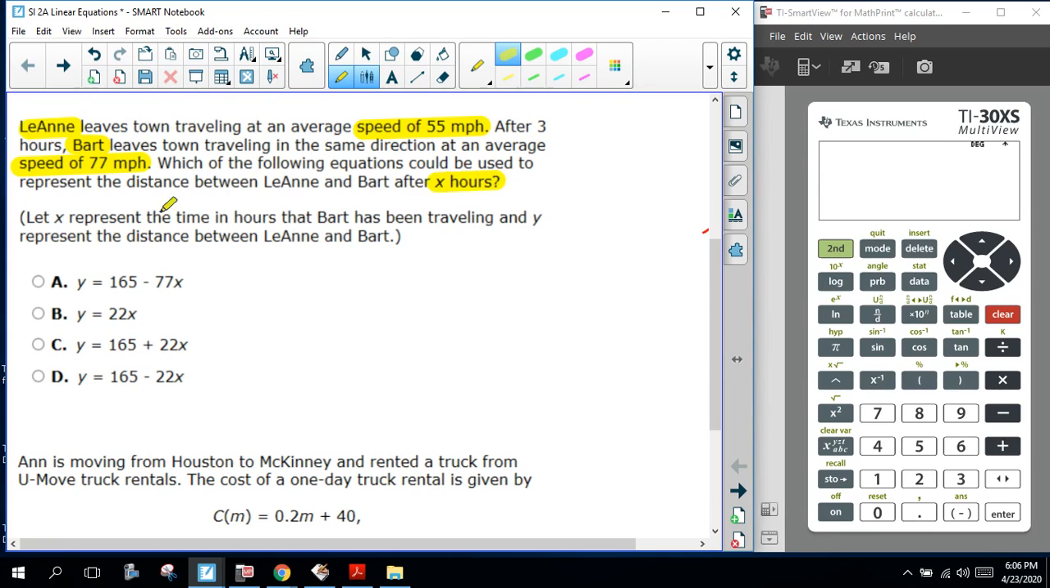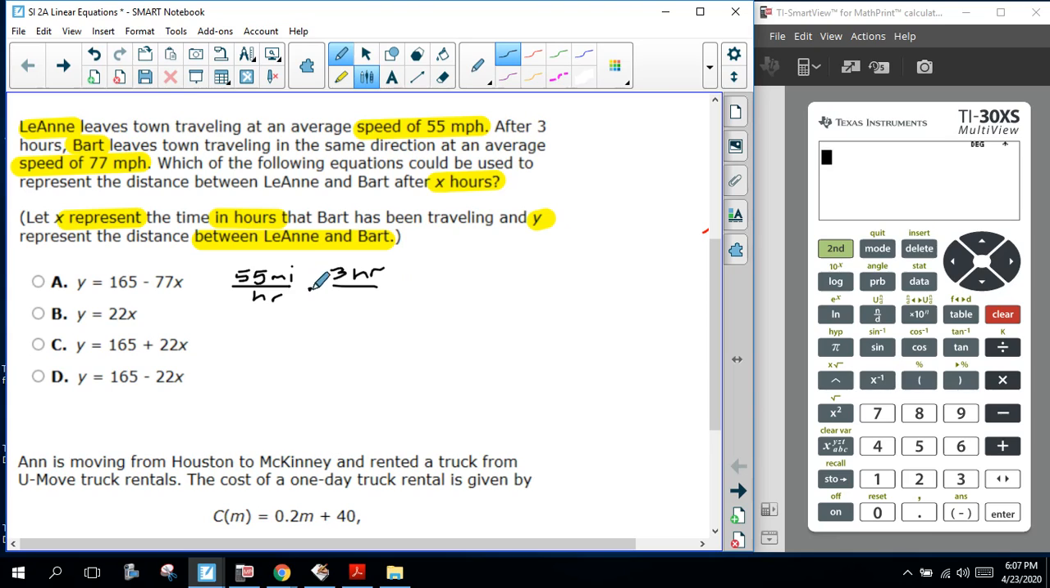Which of the following equations could be used to represent the distance between Leanne and Bart after X hours? So we know X represents our number of hours. Let X represent the time in hours. We already talked about that. And Y represents the distance between the two of them. All right, well, first of all, Leanne has a head start. So let's figure out what the distance between the two of them is going to be right out of the gate. Leanne's traveling at a speed of 55 miles per hour. And she's traveled for 3 hours before Bart ever takes off.